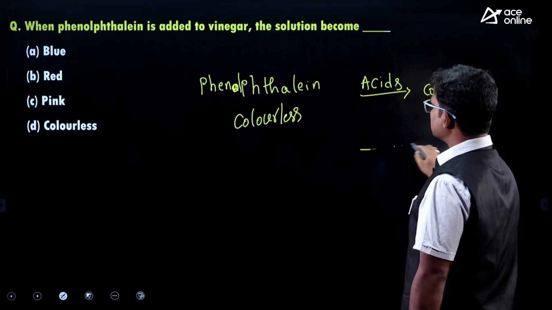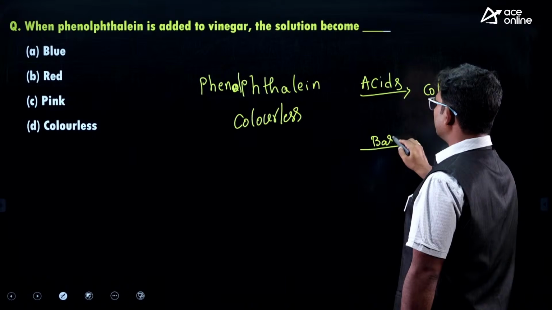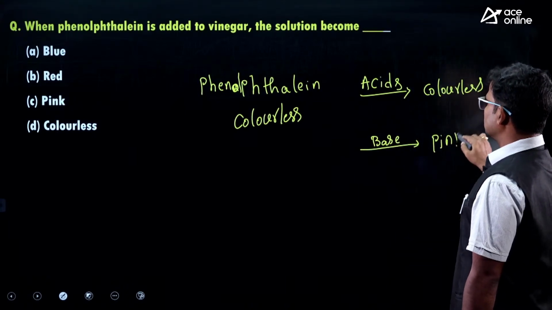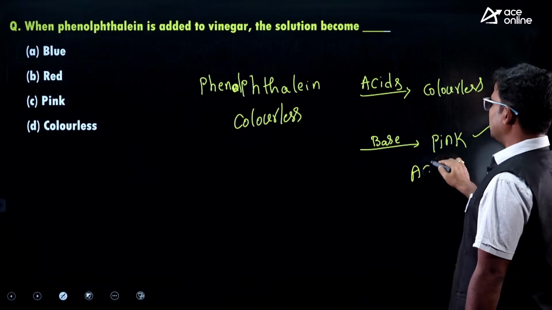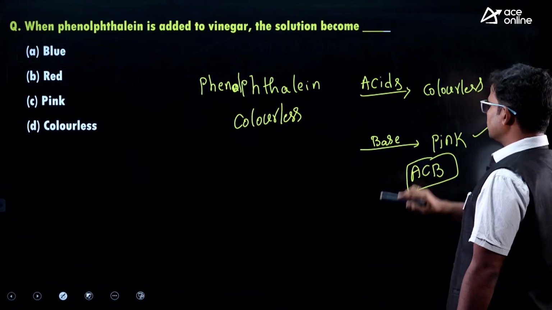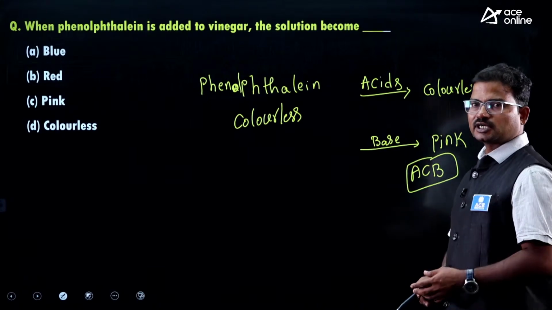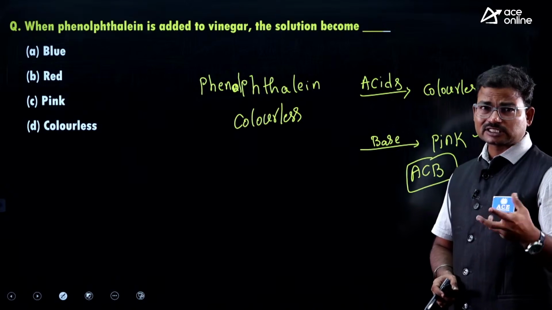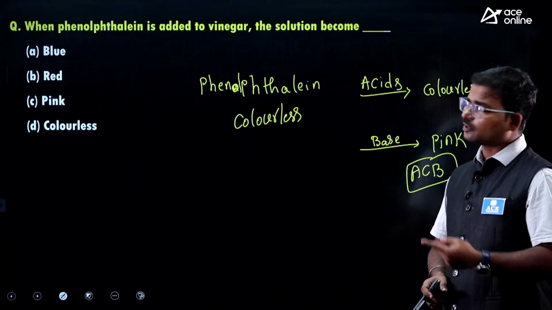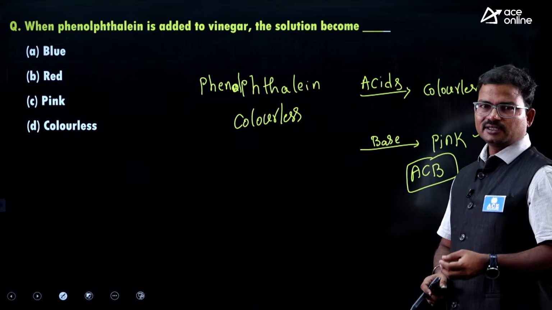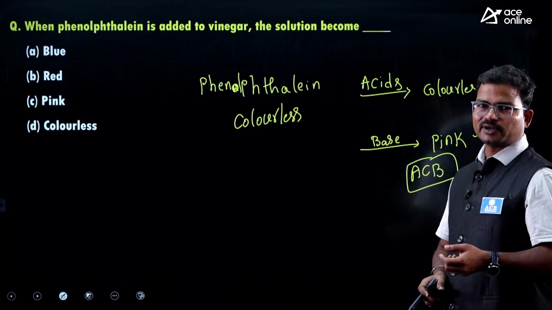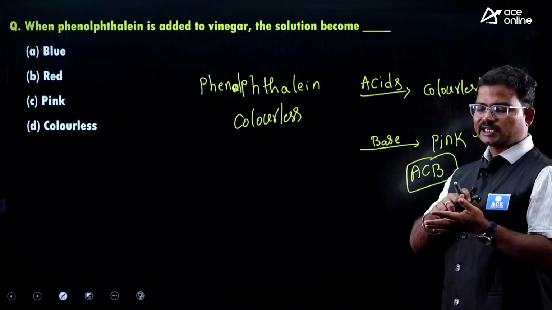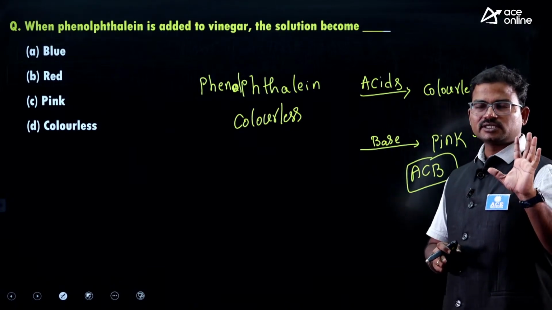But in the presence of base, phenolphthalein color turns to pink. If you observe the ACB, Anti-Corruption Bureau, in order to find out corrupted people, they use some chemicals. The most widely used chemical derivative is phenolphthalein. On notes they apply phenolphthalein powder. If you touch those notes, immediately the powder molecules or traces stick on the fingers.